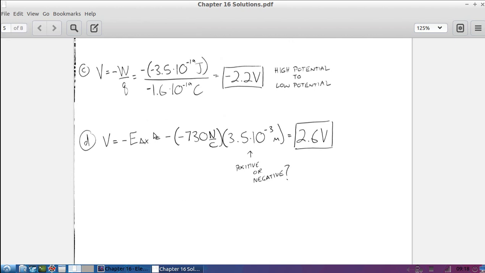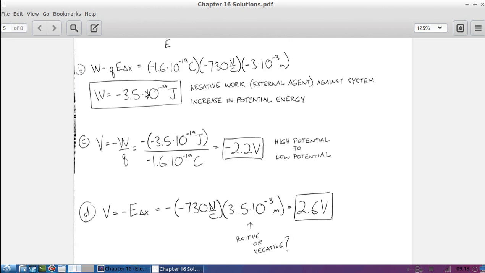So I decided to use delta U over Q in this case because I already had the work done from the first part. The negative work is the work done by the system, which is what I'm concerned with here. So the voltage, or the change in potential, is negative work over the charge. Since work is negative, these two negative signs are going to cancel out, but I have a negative sign for my charge because it's an electron. So I end up with a negative value for potential, which is negative 2.2 volts.